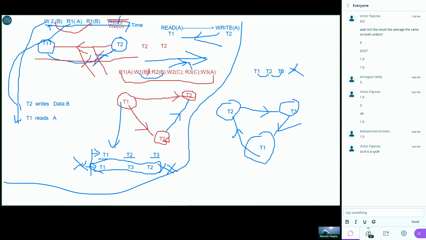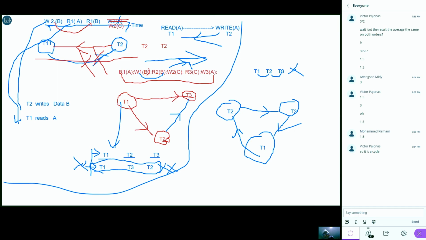Can we say T1, T3, T2? Okay. Now what? Well, 1 should come before 2. Well, 1 is coming before 2. No problem. 2 should come before 3. Oh, that's no good.